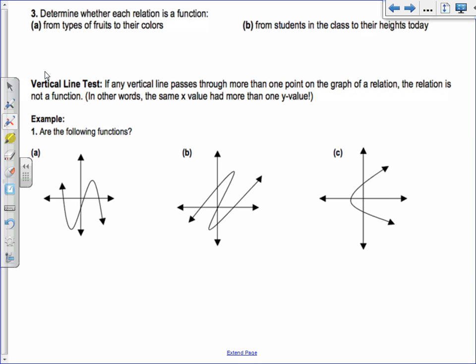All right, so it says determine whether each relation is a function. So types of fruits to their colors. Okay, so let's think about types of fruits to their colors. So let's say strawberry. A strawberry is red. And orange is orange. Lamag's least favorite fruit, banana, yellow, or brown.